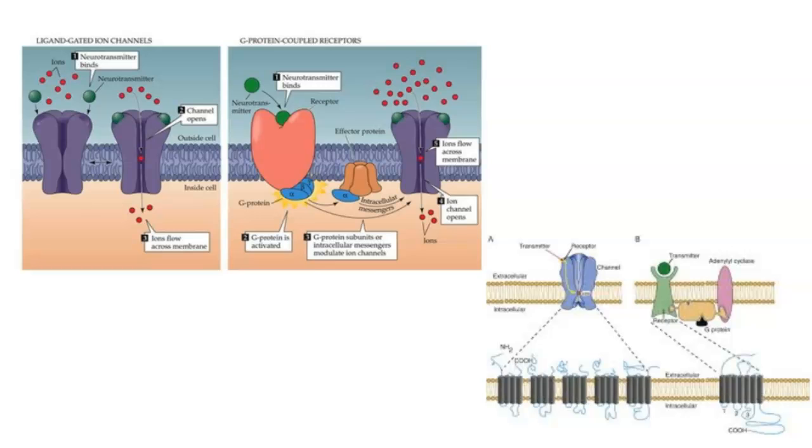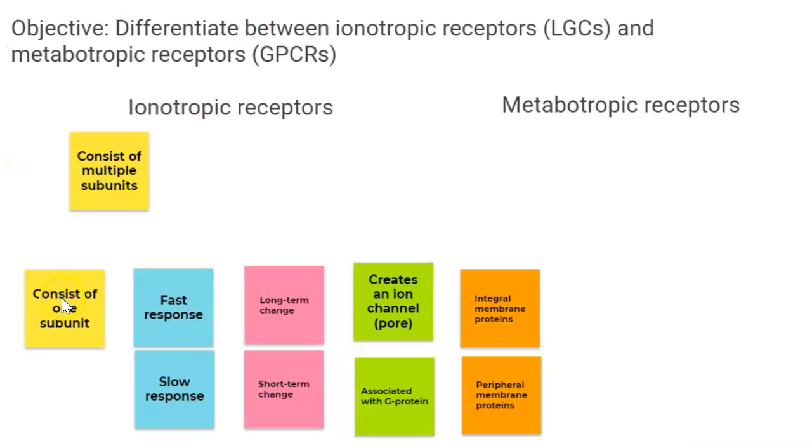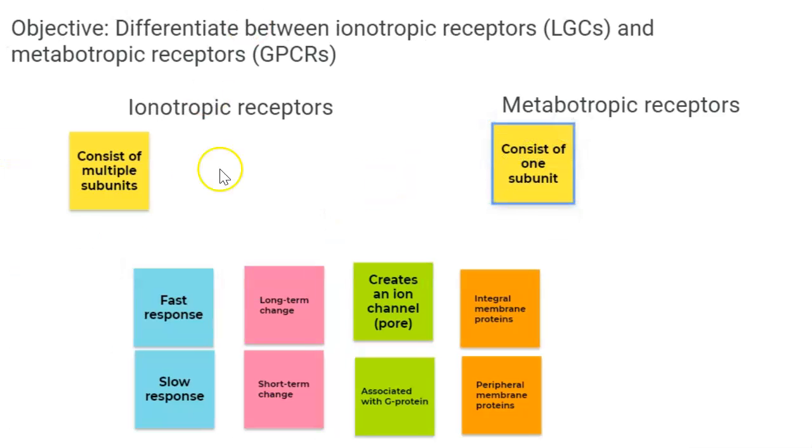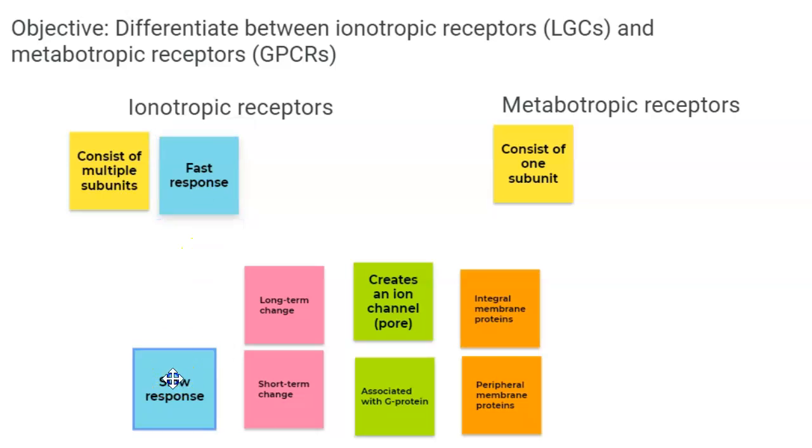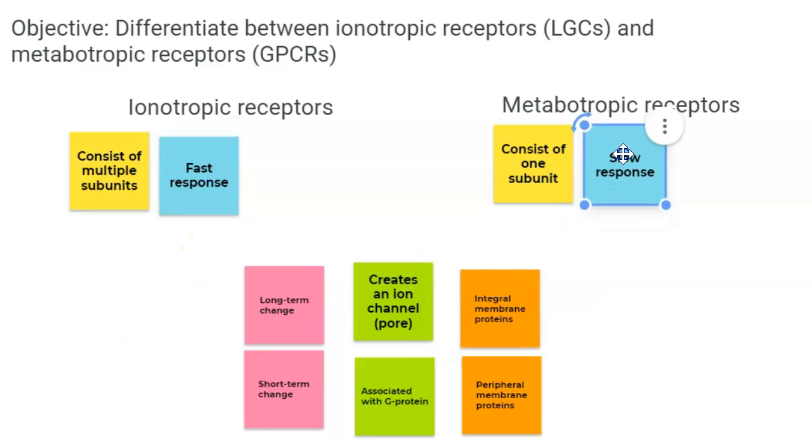But the first one, the ligand-gated channel has multiple subunits. The G protein coupled receptor only has one subunit. And we kind of looked at these a little bit. We're going to be going in more detail for some of these for specific receptor types. So the metabotropic receptors are one subunit, ionotropic are multiple. The ionotropic receptors are just opening an ion channel, so that's going to be a fast response. Metabotropic receptors is this activates this, which activates this, which activates this, which is a slower response.